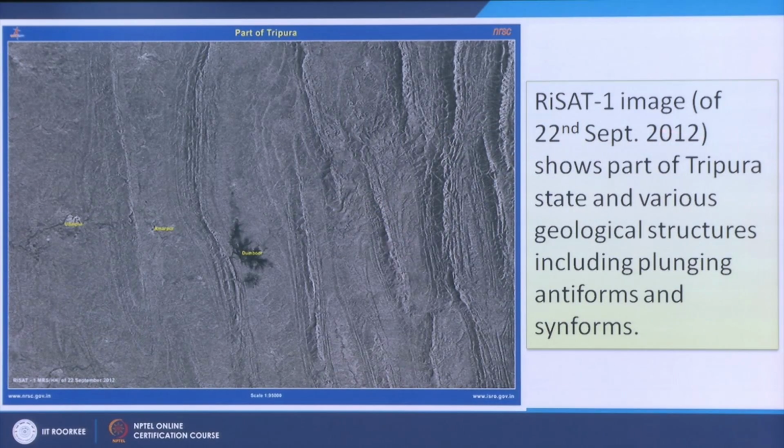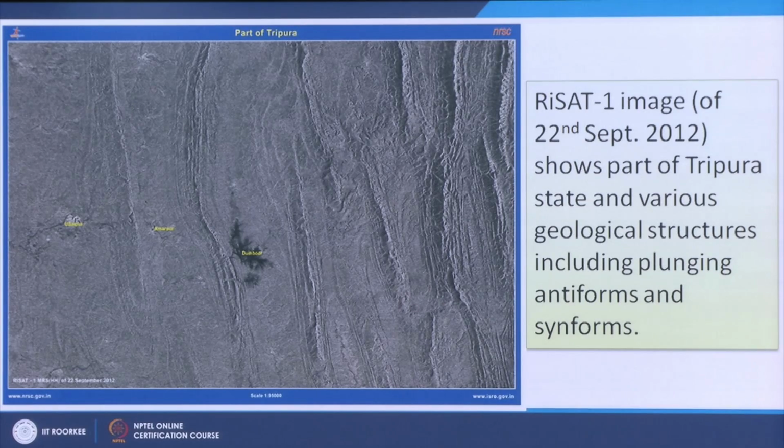on 22nd September 2012, and as you can see, there is no effect of the atmosphere. Especially in this part of the country, most of the time you have clouds, but in active microwave remote sensing, cloud will not affect, and therefore you see a completely clear terrain, and all geological structures, plunging folds, and plunging antiforms, synforms can easily be identified on such images.